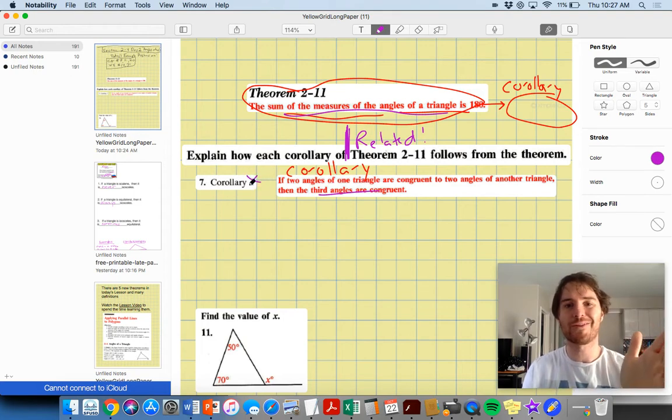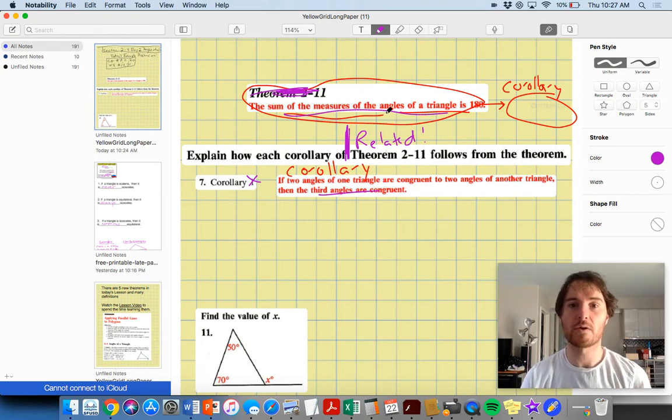We don't pay attention to the numberings of things, so I'm even going to cross this out. You just should know the fact. This is a fact we proved. The sum of the measures of the angles of a triangle is 180. That's always going to be the case for any triangle. Add up the measures of the 3 angles, they add up to 180 degrees.